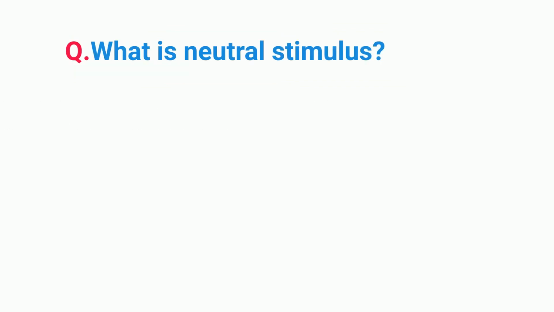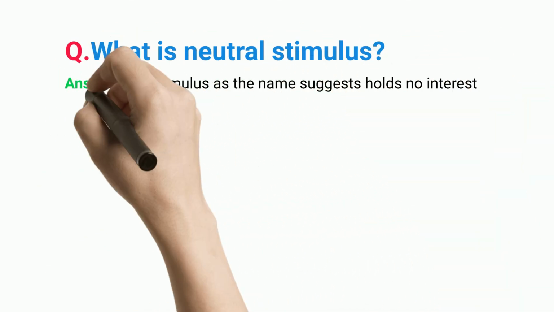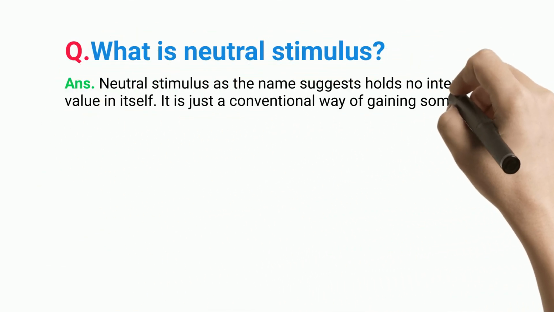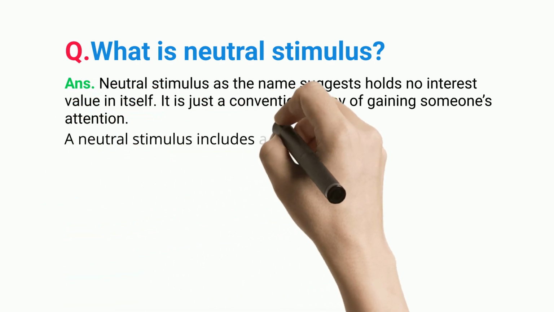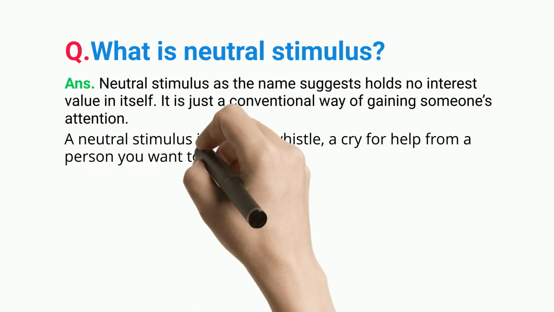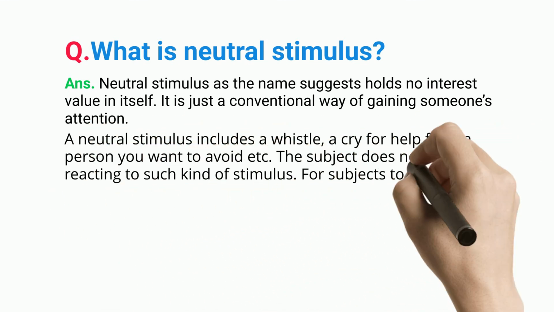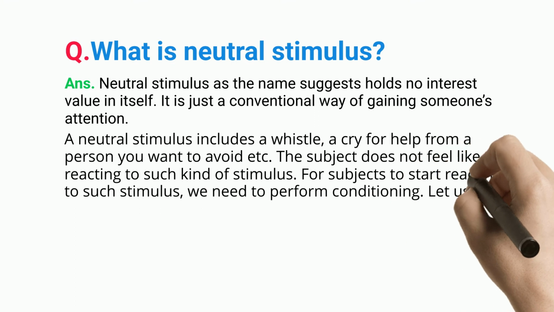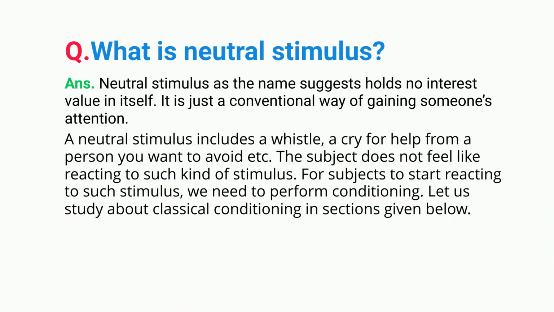What is neutral stimulus? Neutral stimulus, as the name suggests, holds no interest value in itself. It is just a conventional way of gaining someone's attention. A neutral stimulus includes a whistle, a cry for help from a person you want to avoid, etc. The subject does not feel like reacting to such kind of stimulus. For subjects to start reacting to such stimulus, we need to perform conditioning. Let us study about classical conditioning in the sections given below.